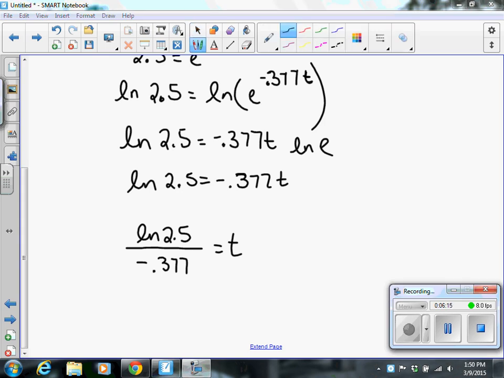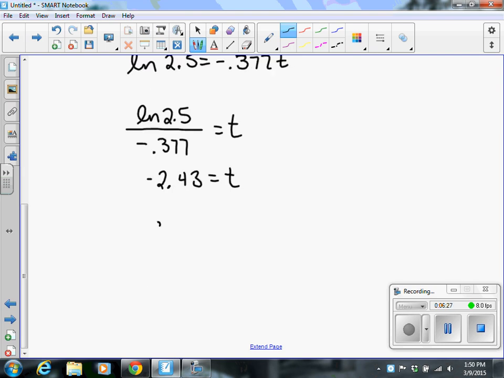When I type this into my calculator, I get negative 2.43 equals t. Now, something to note, the reason why it's a negative is because this is a decay. That's all that negative means. So realistically, it's going to take 2.43 days.